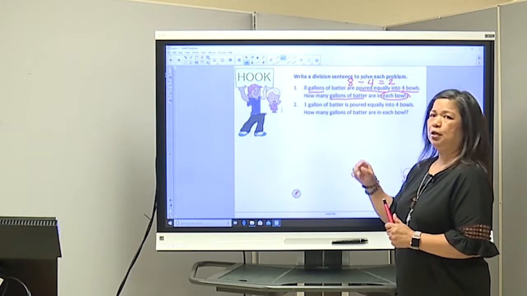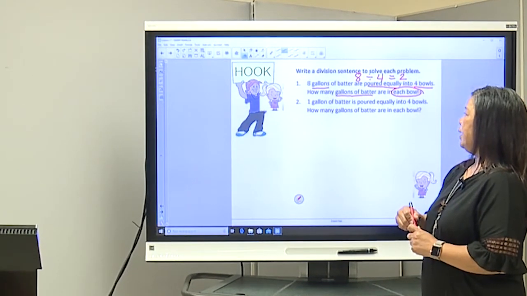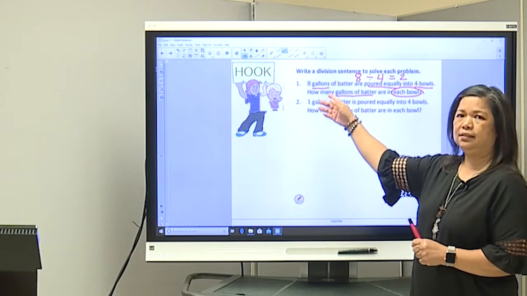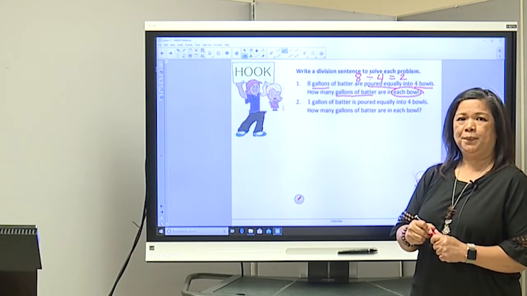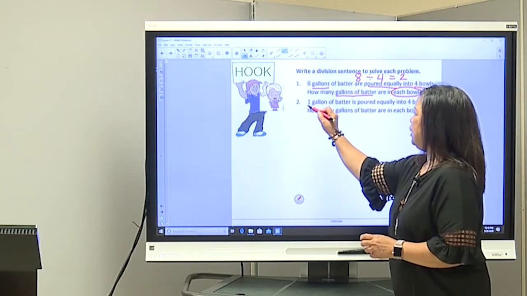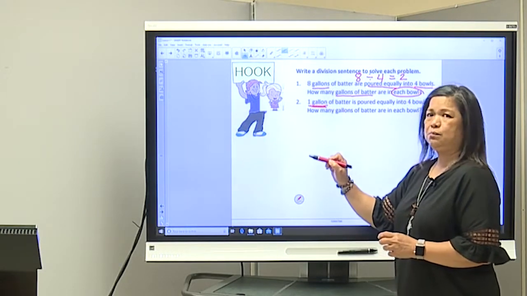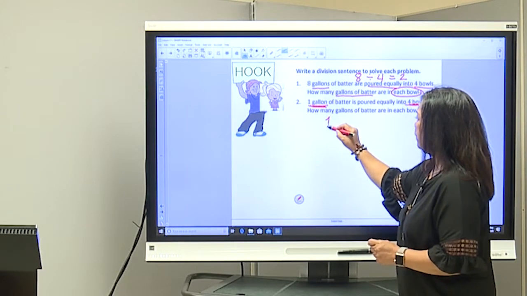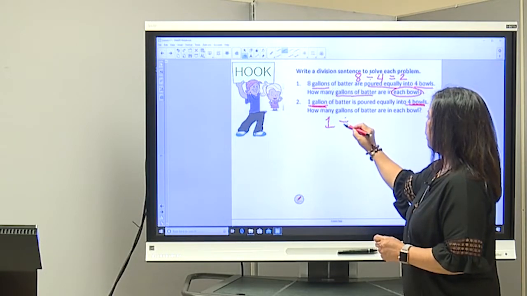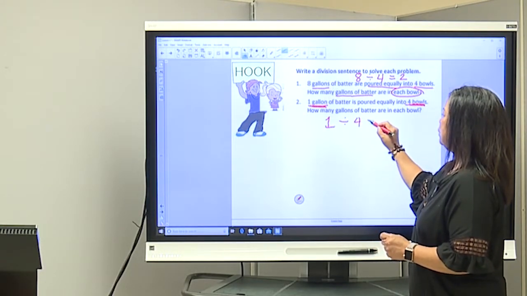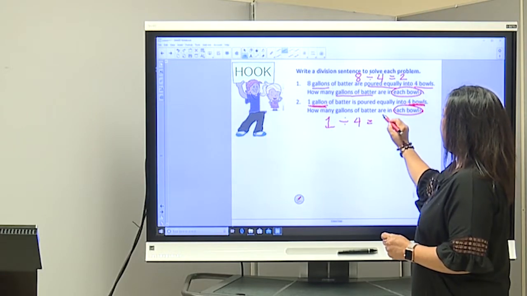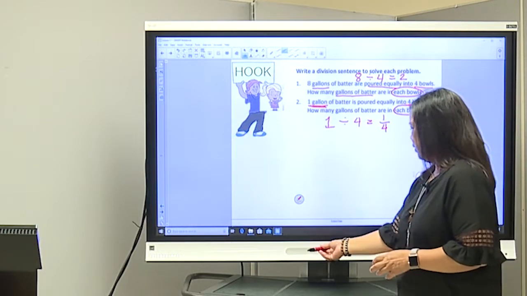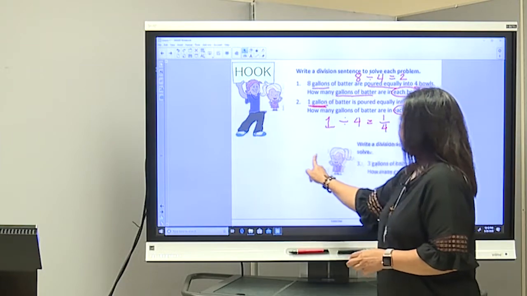Now let's go to number 2. 1 gallon of batter is poured equally into 4 bowls. How is this different from number 1? Yes, you're right. Here, our dividend is smaller than our divisor. You only have 1 gallon that you are going to pour equally into 4 bowls. So each bowl will have only 1/4 gallon of batter. Okay, very good.